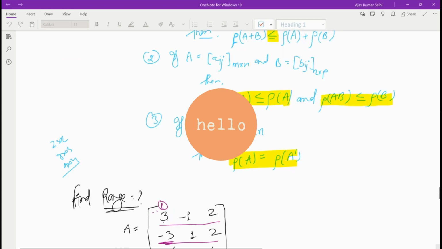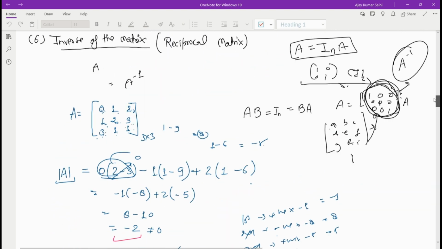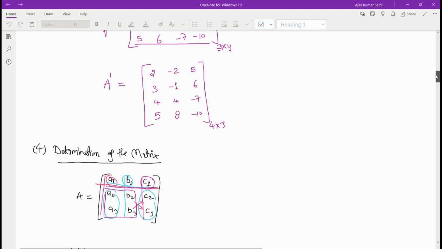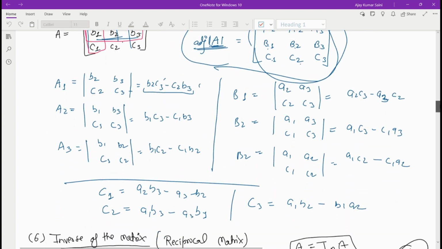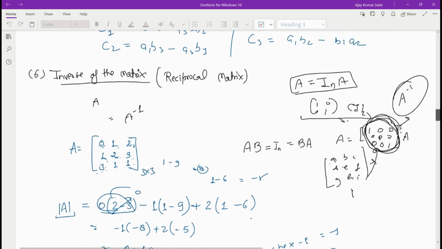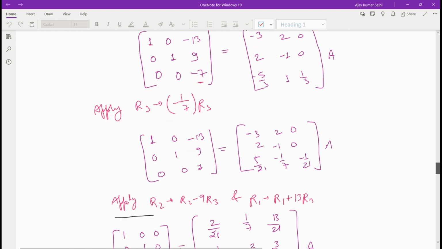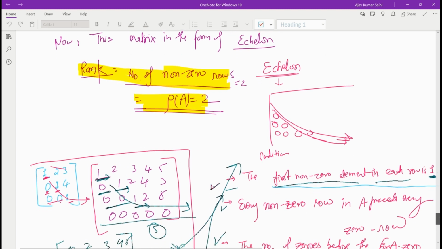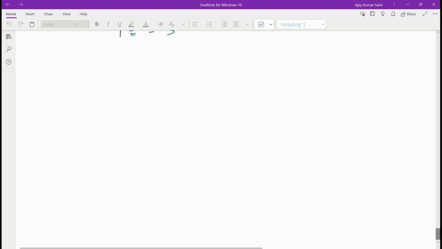Hello everyone. In the previous videos, I described many things like the determinant, transpose, trace of the matrix, adjoint of the matrix, and also the inverse of the matrix. I also described the rank and echelon form. So now I describe something important.